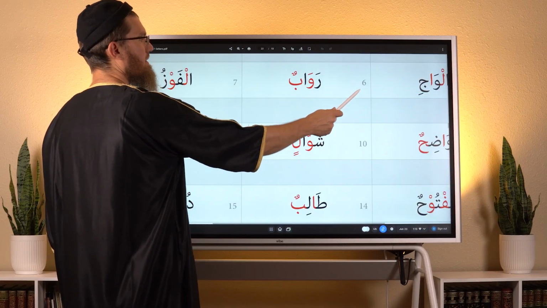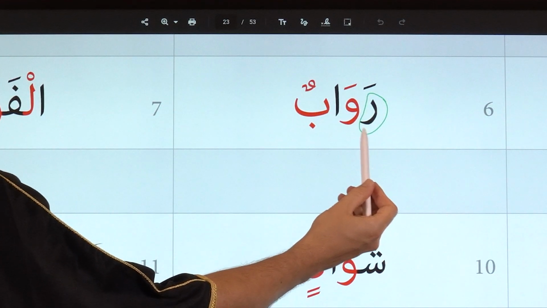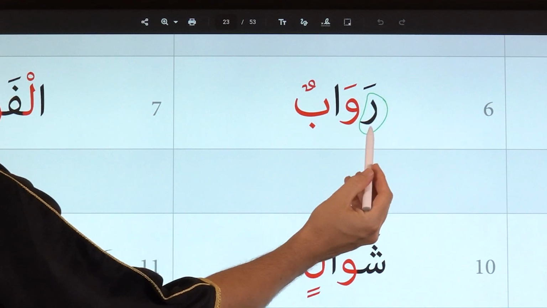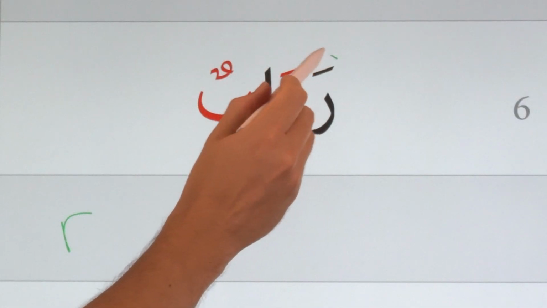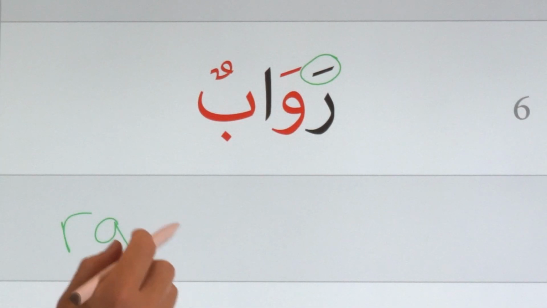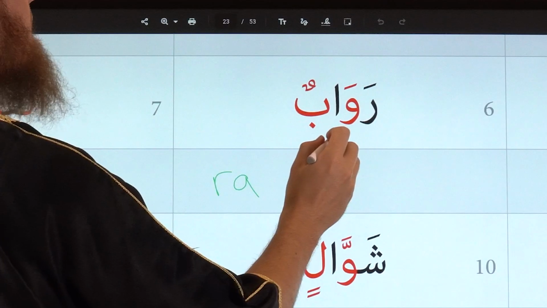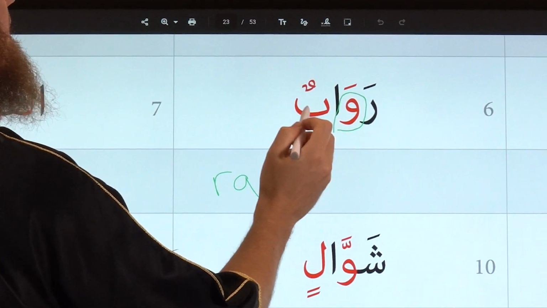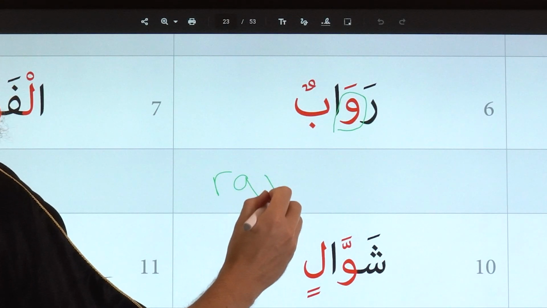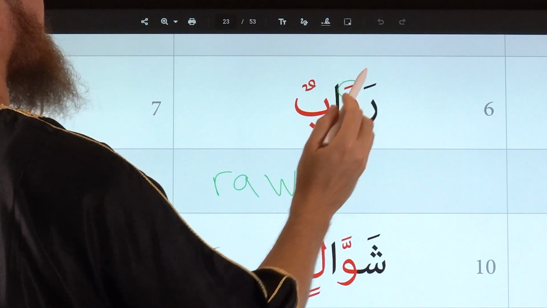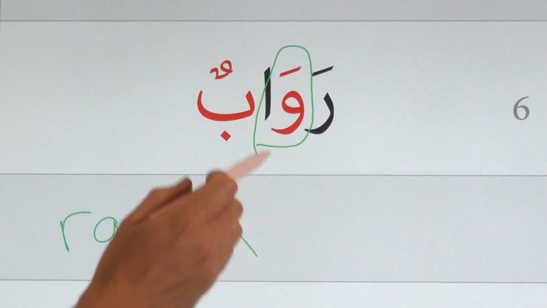So let's try number 6. First, we identify the letter. This shape here, extending down, not connecting to the letter after it, with no dot above, is the letter Ra. So we're going to write an R for the Ra. Above the Ra is a Fatha, so we write an A for the Fatha. So together, the Ra and Fatha would be pronounced Ra. Next, we see this shape here, not connecting to the letter after it. And we just learned that this is the letter Waw. So we're going to write a W for the letter Waw. Above the Waw is a Fatha, so we're going to write an A for the Fatha. So the letter Waw with a Fatha would be pronounced Wa.